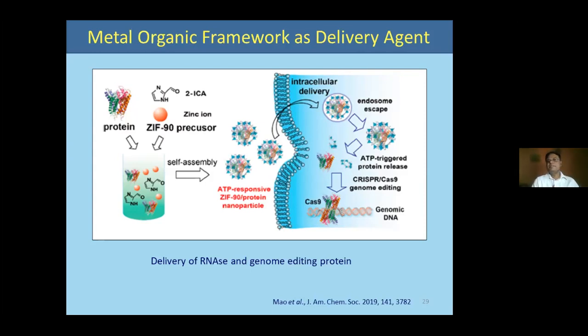And then, in the cell, the concentration of phosphate ion is higher, so it will interact with the zinc ion. The whole structure of the metal organic framework will collapse, and your protein or your drug will get released and start working upon the cell. So this is a fantastic example where the metal organic framework is itself used for delivery of an anti-cancer agent.